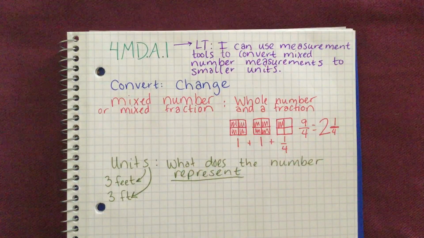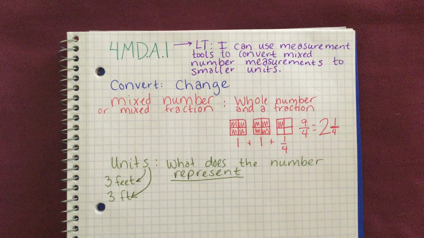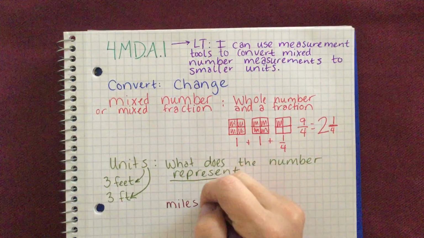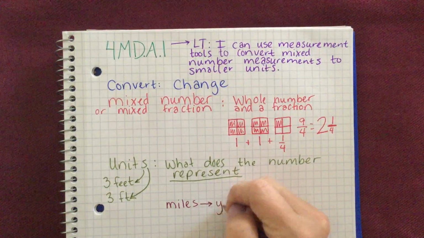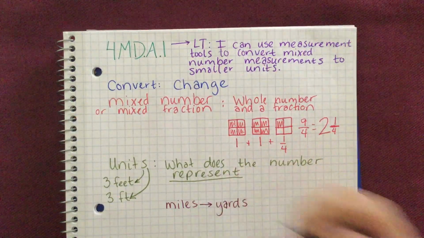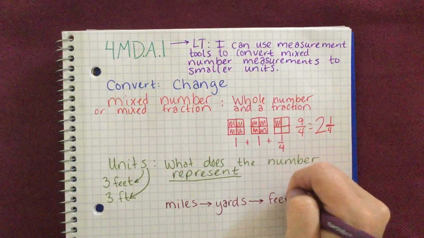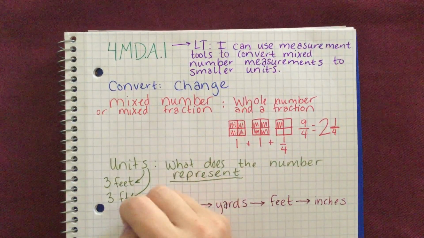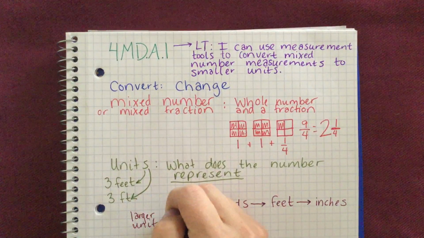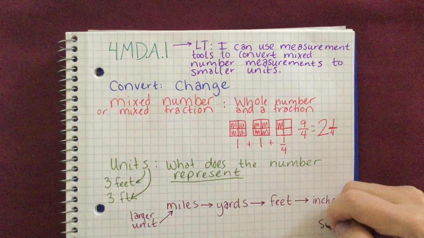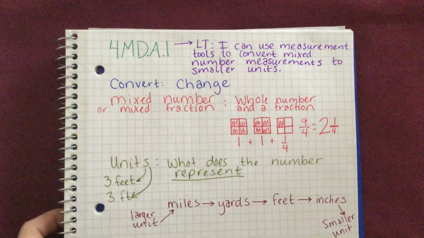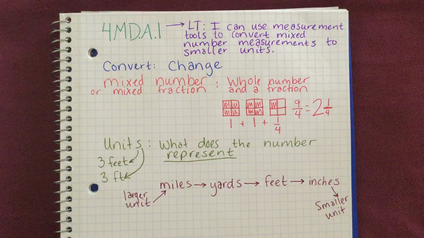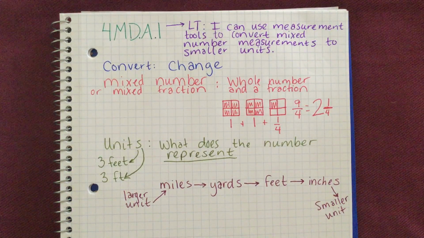So if we're talking about measurement units going from larger to smaller measurement units, let's think about it this way. We have miles. Those are pretty large, right? The next jump down for us would be yards. The next jump down from yards would be feet. And then the next jump down from feet would be inches. So we start with our larger unit, it's miles here, and then we're left with our smaller unit, which is inches here. So we're going to be working on converting larger units to smaller units. But we're going to be using mixed numbers to do that.